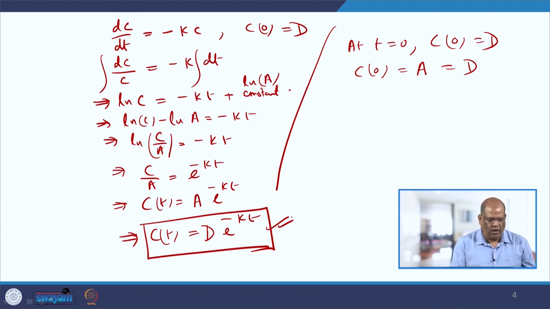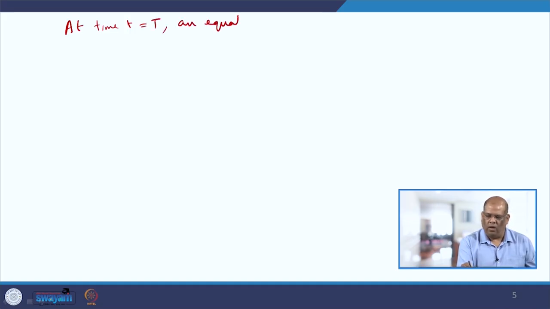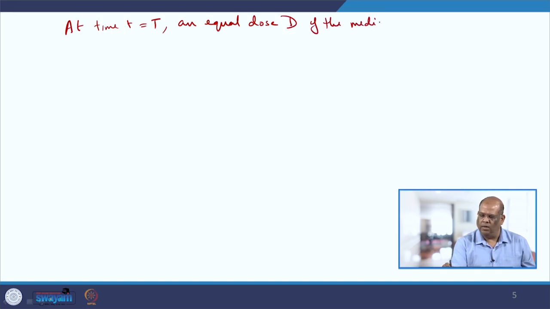Now let's see that sometimes it is required to give multiple doses of the drug. So let's assume, say, at time t equal to capital T, an equal dose, say the same dose D of the drug or medicine, is added.